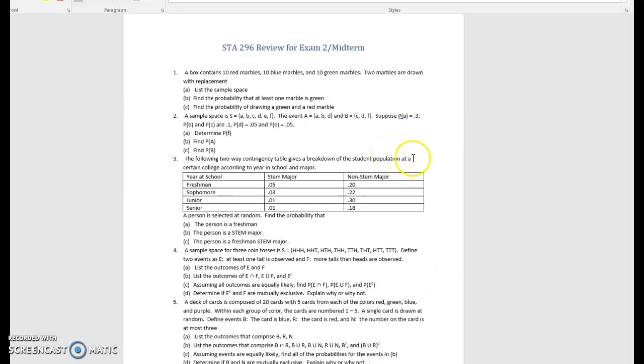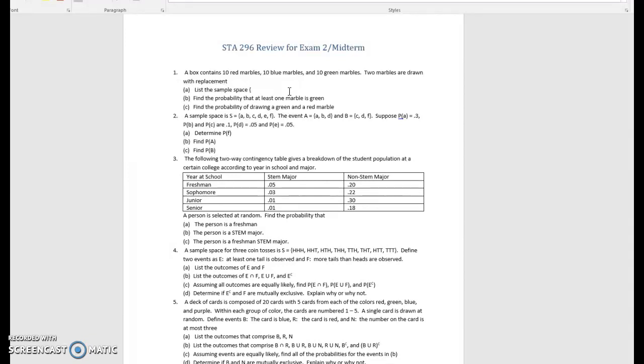Okay, so let's look at the first problems on our midterm review. So number 1, a box contains 10 red marbles, 10 blue marbles, and 10 green marbles. 2 marbles are drawn with replacement. The first thing we want to do is list the sample space. Alright, so we're going to draw 2 marbles. So let's just think of what we could get if we draw 2 marbles.